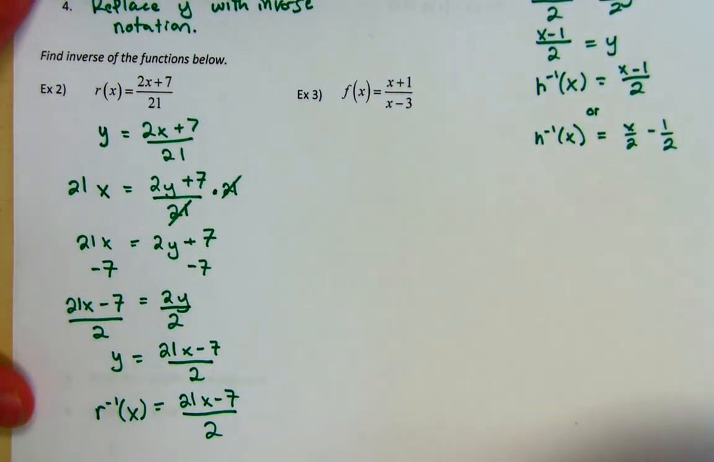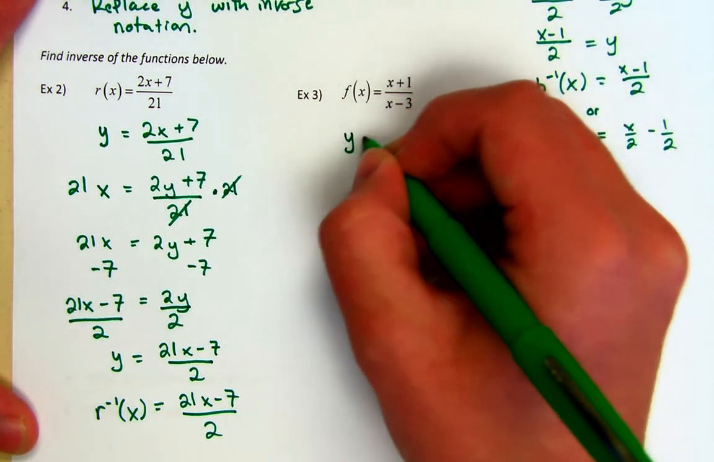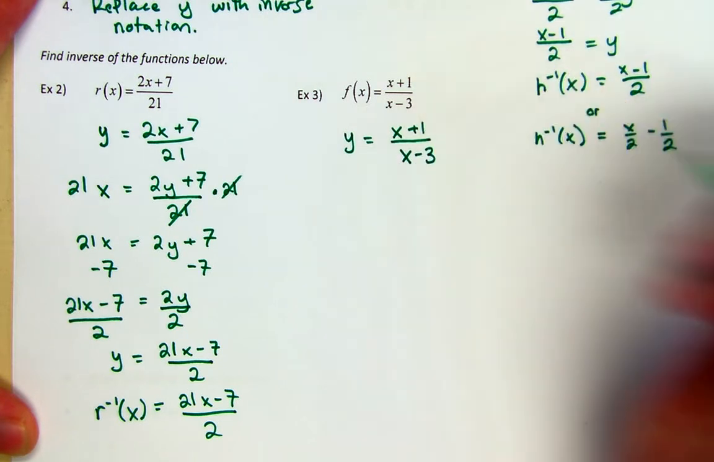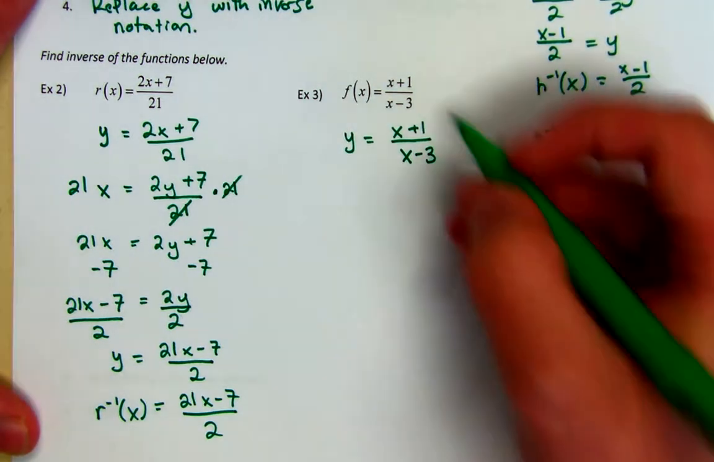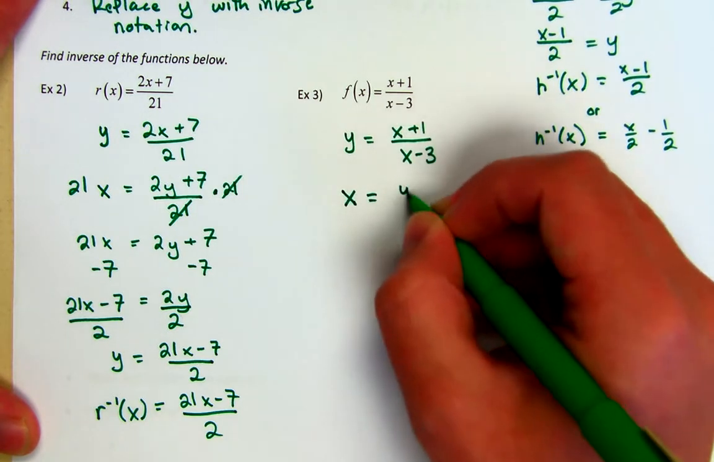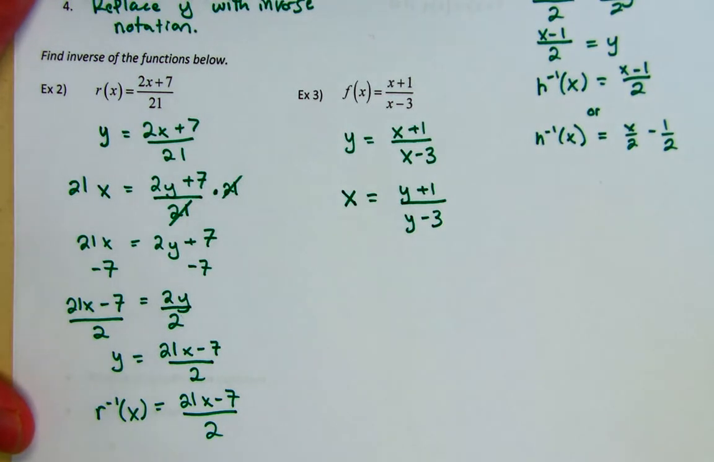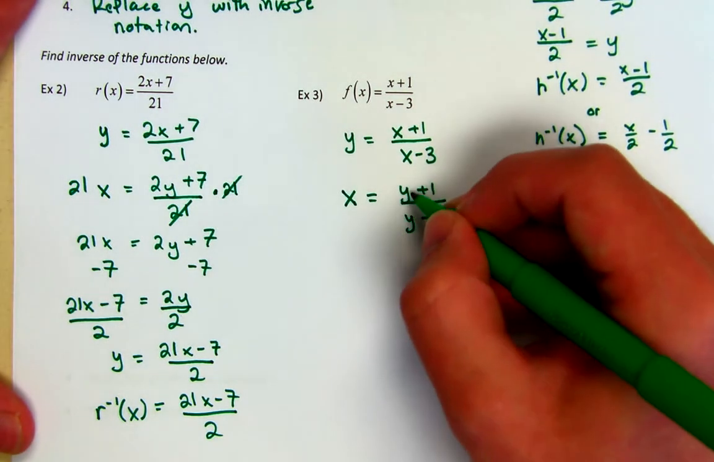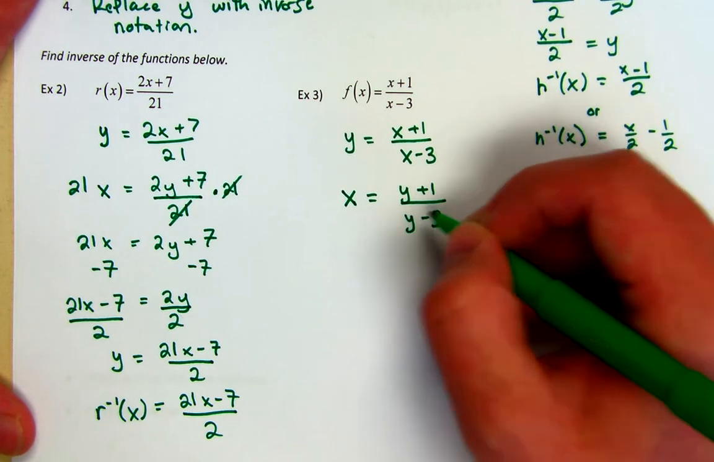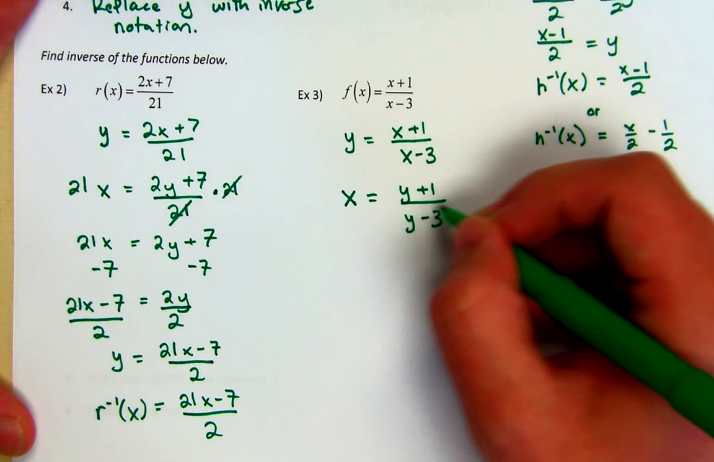Now let's do a little bit of a more challenging example. Again, switch x and y, so y equals x plus 1 over x minus 3. So now I actually switch x and y. x equals y plus 1 over y minus 3. Now solving for y here, since I have a y in the numerator and the denominator, I'm going to multiply both sides by y minus 3 to get rid of the denominator.